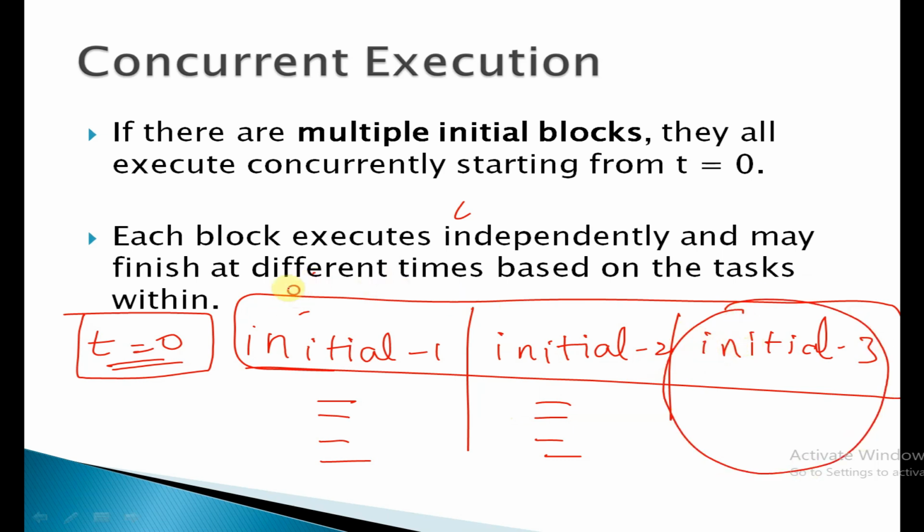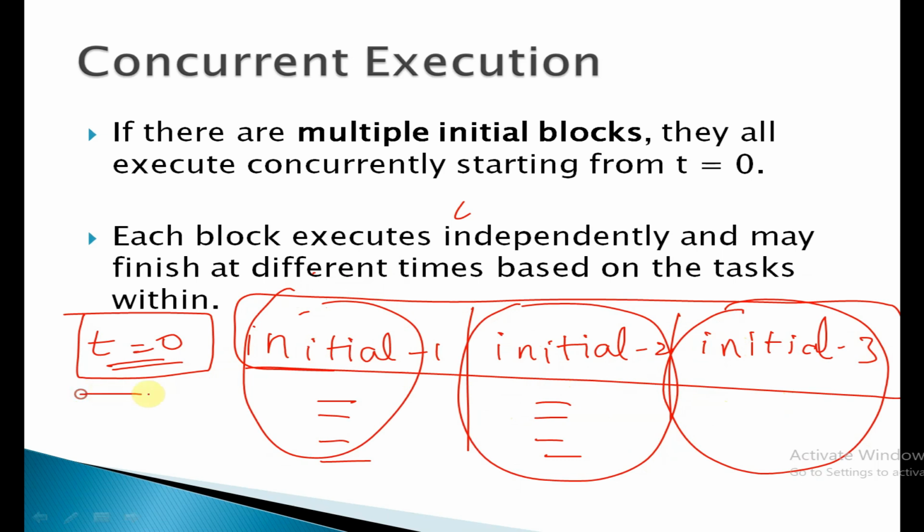Okay, before this initial one and initial two has ended their execution, there is no dependency at all. Everything is concurrent, but they will start at time t equal to 0 only, and the ending of this execution will depend upon the code which is written inside these initial blocks. That we will see with an example. If we give delays, what happens, what are these delays, everything we will see. Okay, is it clear? The concurrent execution.